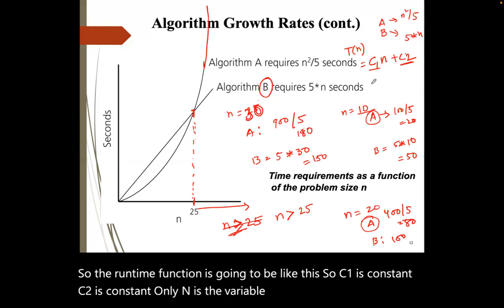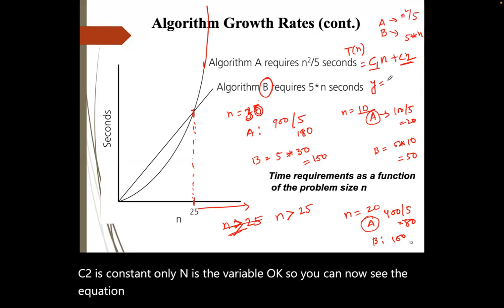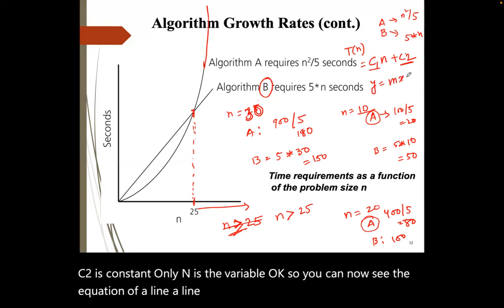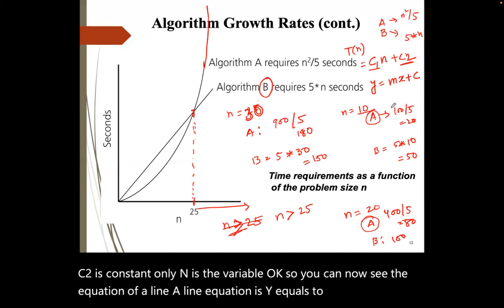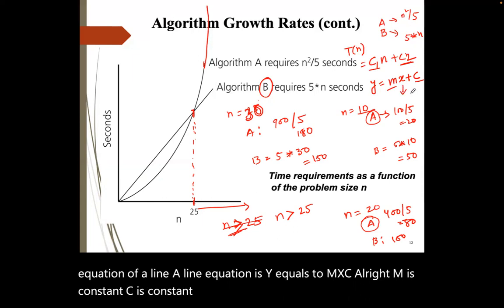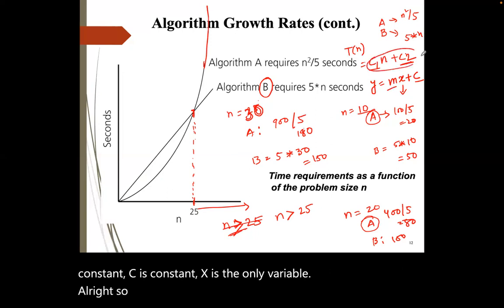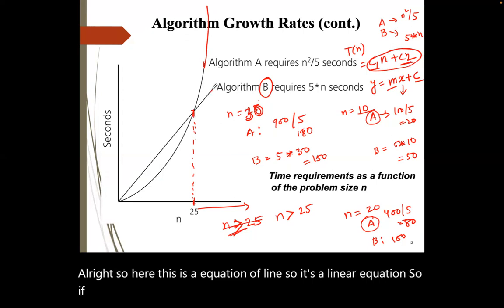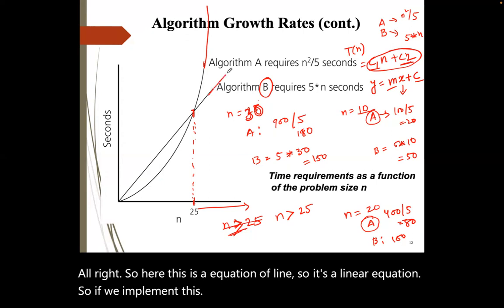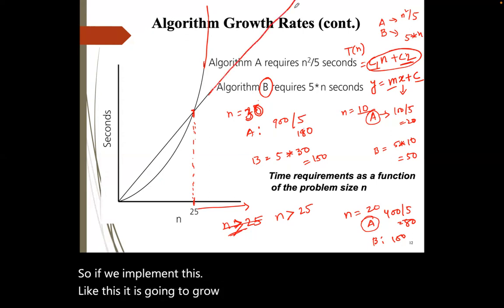Okay, so you can now see the equation of a line. A line equation is y equals mx plus c. All right, m is constant, c is constant, x is the only variable. So here this is an equation of a line. So it's a linear equation. So if we increment this like this, it is going to grow like this. Okay, and it is going to grow like this.